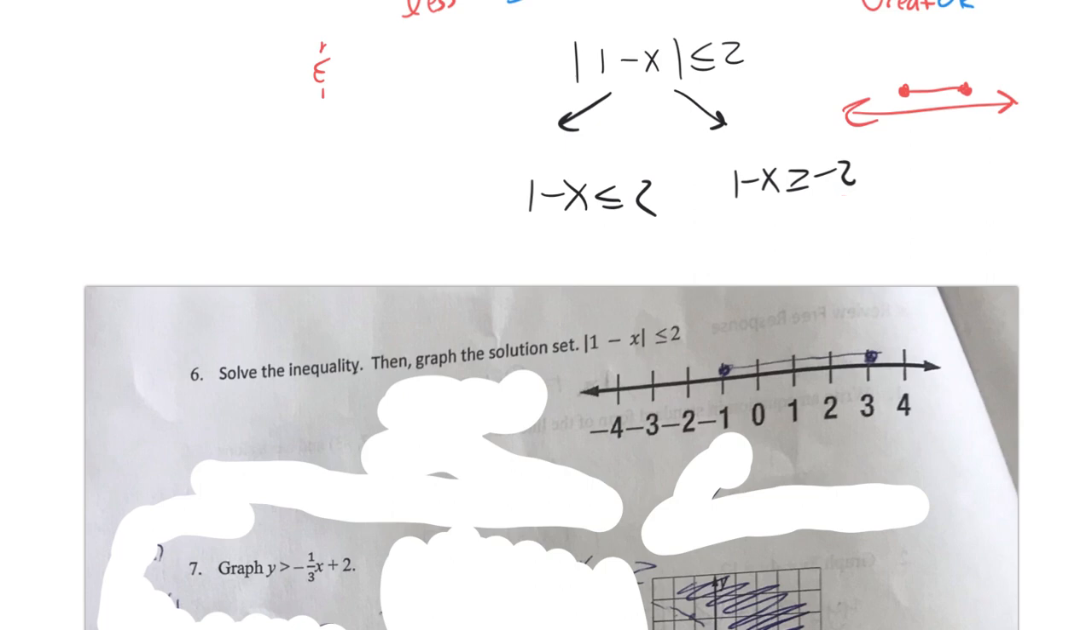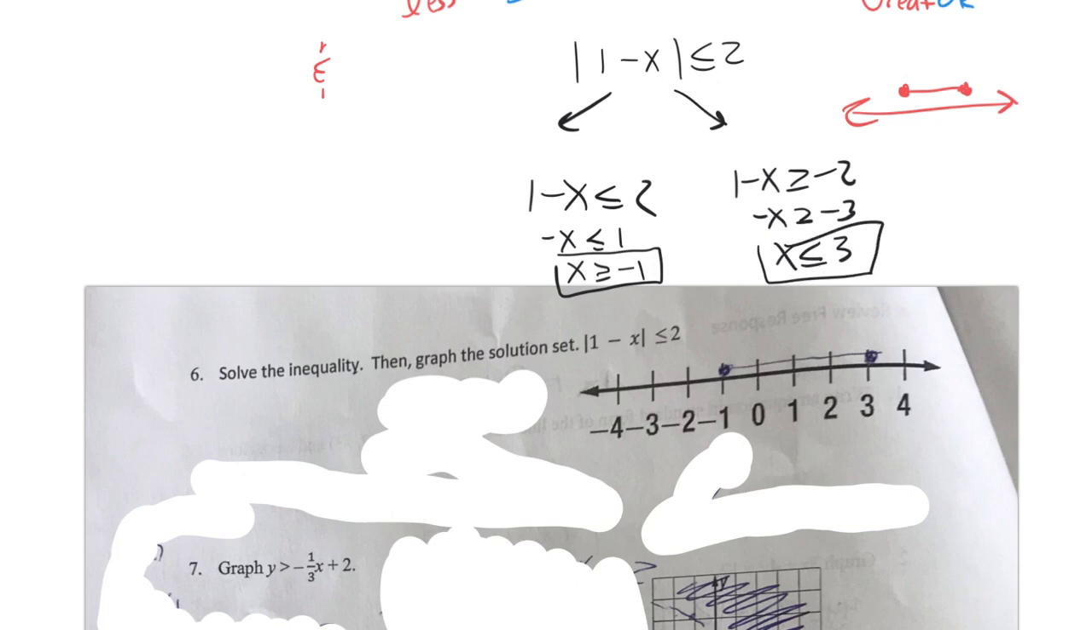Then you solve each one. Well, you could subtract 1 from both sides here. You would have 2 minus 1 is 1. You can then divide both sides by -1. Then it would be x is greater than or equal to -1. You must remember to change the direction of the inequality symbol when you divide by a negative. We're going to do the same thing here, subtracting 1 from both sides. We have this, and then you divide by -1, you would have x is less than or equal to 3.